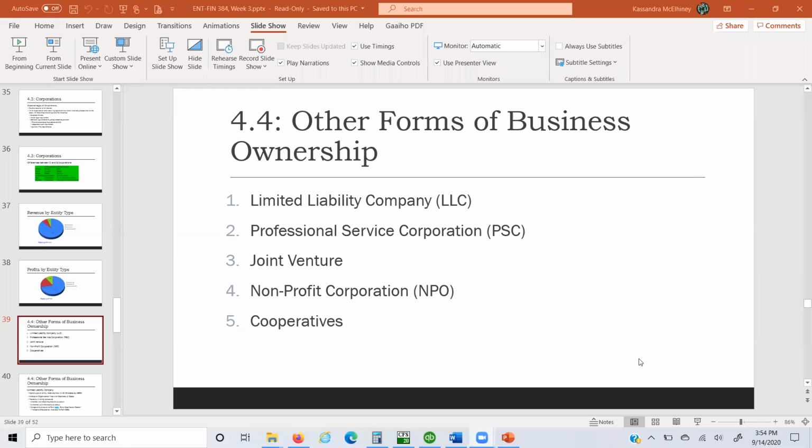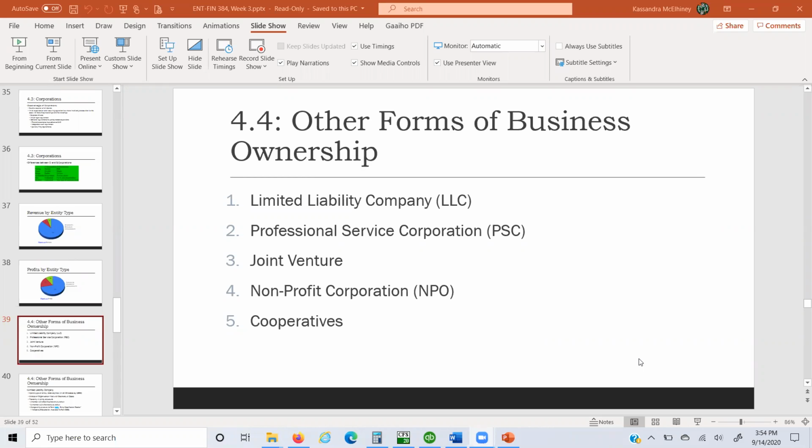We have some other forms of business ownership. Just a second here. Okay, my laptop decided it was going to die on me. So, okay, now we are back in the business here.